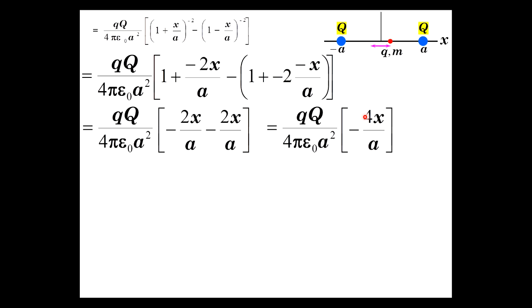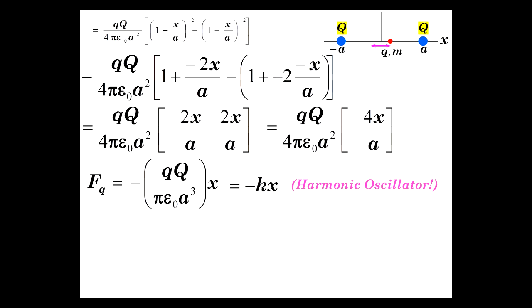The 4's divide out here, and so we can express our force acting on this little charge from the two big point charges as minus Qq over pi epsilon 0 a to the third times x. Now you'll recognize that this is a constant. So if F equals negative kx, that is the condition for the harmonic oscillator. So we do have simple harmonic motion approximated for a small x.